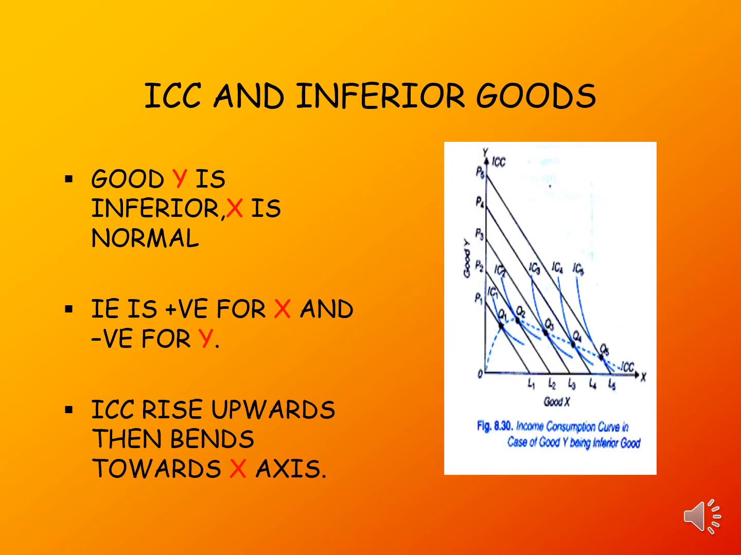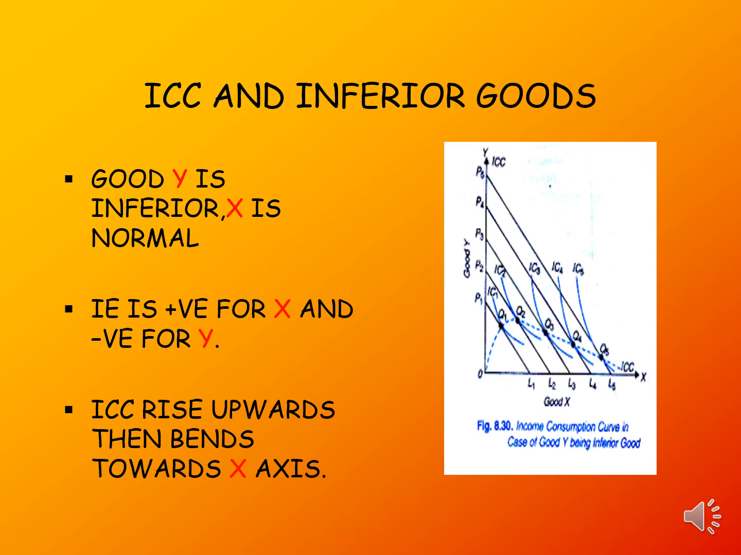Now let us see if good X is normal and Y is inferior. We are taking just the opposite of the last example. That is, we are interchanging the goods. Y becomes inferior and X becomes normal. Here the income effect is positive for good X and negative for Y. That is, income effect will be negative for the inferior good and positive for normal good. So we can see that the income consumption curve rises upwards and then bends towards the X axis, that is, it is bending towards a normal good.